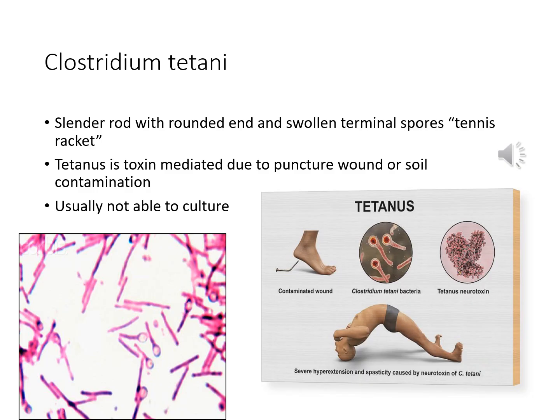Clostridium tetani is a slender rod with rounded ends and a swollen terminal spore. So oftentimes this is referred to as a tennis racket shape. You can see in the picture of the gram stain, it looks like a tennis racket or a badminton racket or something of that nature. Tetanus is toxin mediated due to a puncture wound or soil contamination. So that's why we get our tetanus shots, and if you stepped on a rusty nail, they would give you another one. We usually are not able to recover this in a culture, so tetanus is diagnosed based on the patient's presentation.